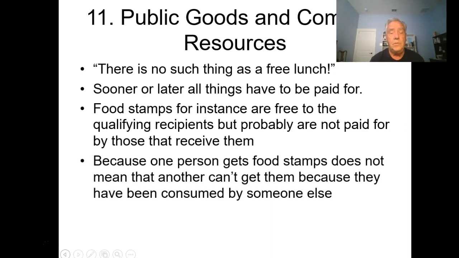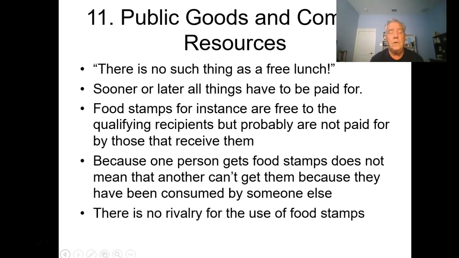Okay, because one person gets food stamps does not mean that another can't get them because they have been consumed by someone else. The reason this is stated that way is it harkens back to the whole market system. If you look at the market system, we are really in competition with one another for goods and services. We may go to the grocery store and there's plenty of things on the shelf, but we're competing with all the other people that want those things on the shelf. And we buy them to consume them. And once we buy it, that particular item, no matter what it may be, is not available to anyone else. It's strictly ours, and no one else can buy it. It's been purchased, and it's been purchased for consumption.